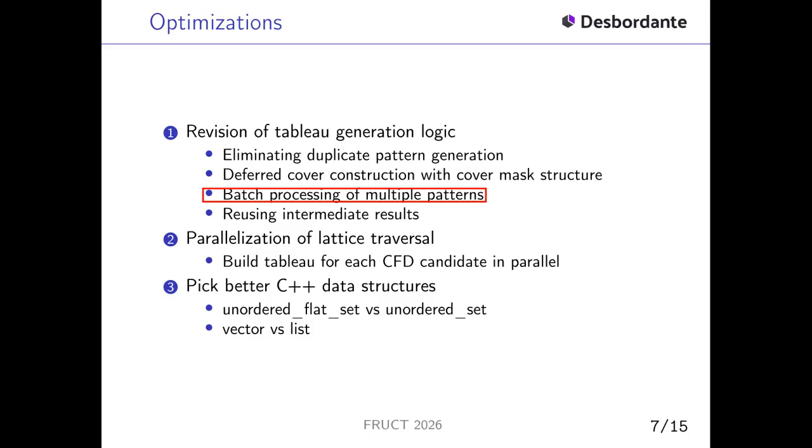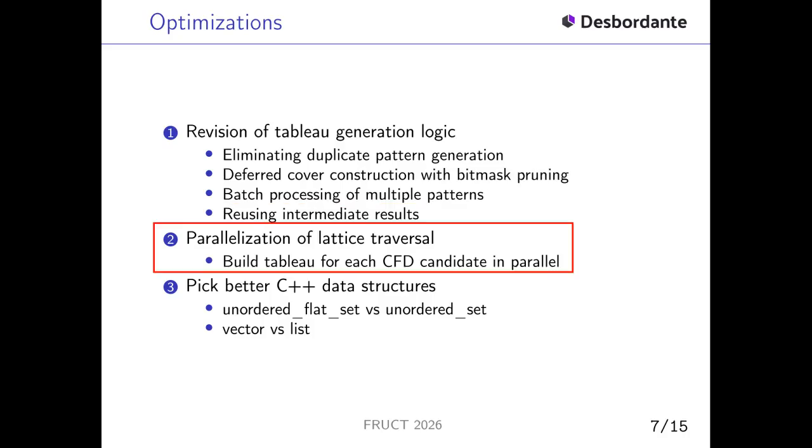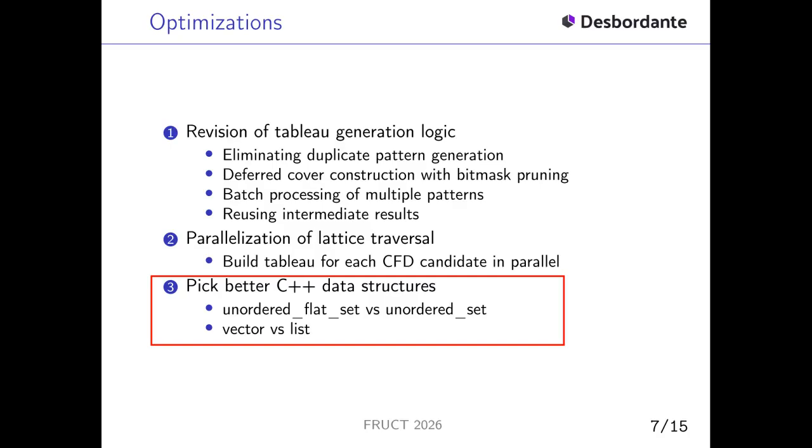Implementing the proposed approach also allows us to reuse intermediate results from computing one pattern for computing a similar pattern with a different type of condition, which was not possible in the original implementation. Additionally, we implemented parallel lattice traversal. Pattern table generation for each candidate is independent, which is ideal for parallel computation. The speedup was also facilitated by replacing some data structures with more suitable and faster implementations.